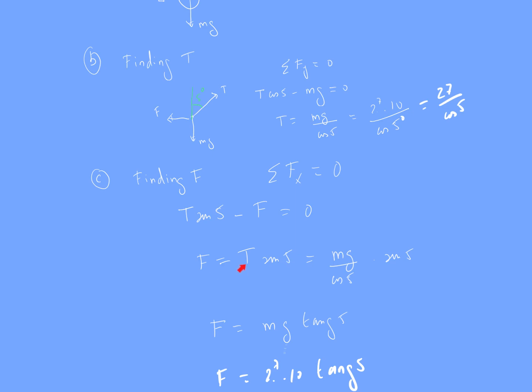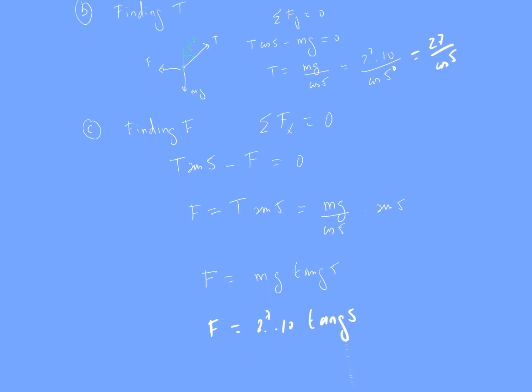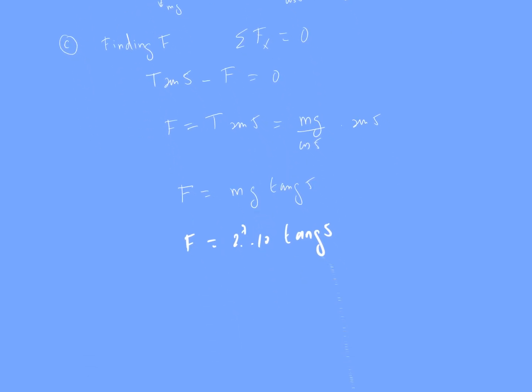But we know T: it is 27 divided by cosine of 5. So mg divided by cosine of 5 times sine of 5, so the force will be mg tangent of 5. Or if you want to plug in numbers, mg, 2.7 by 10, times tangent of 5, you multiply, and this is the force. And the problem is done.